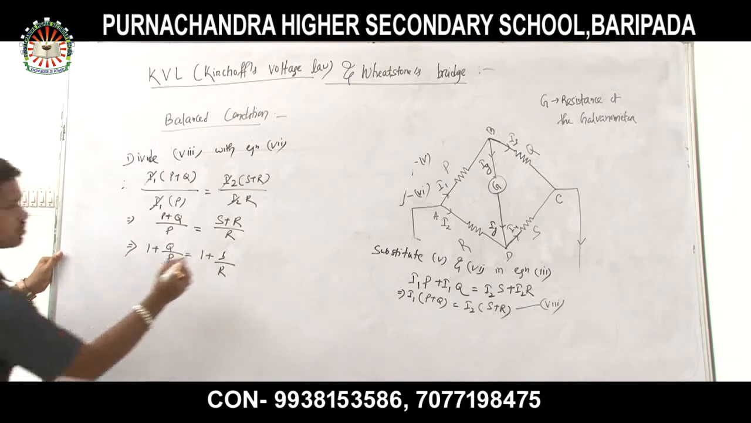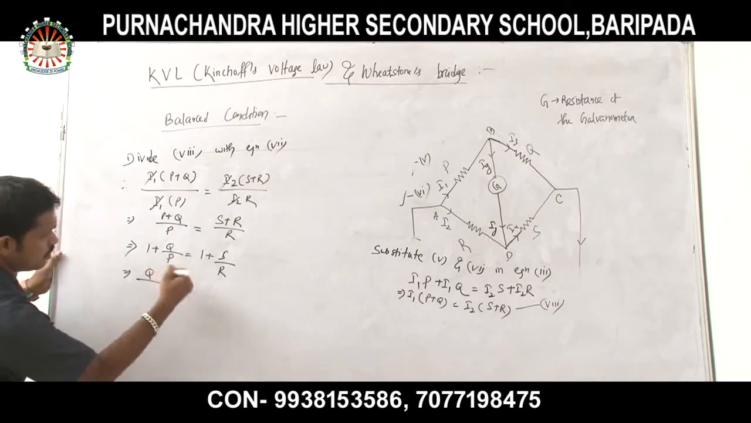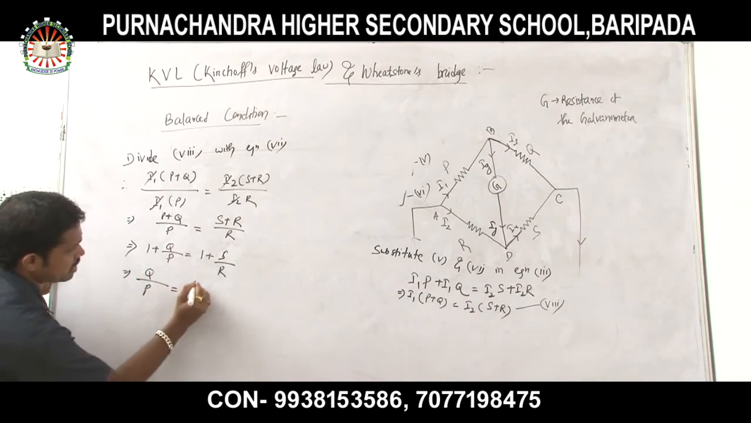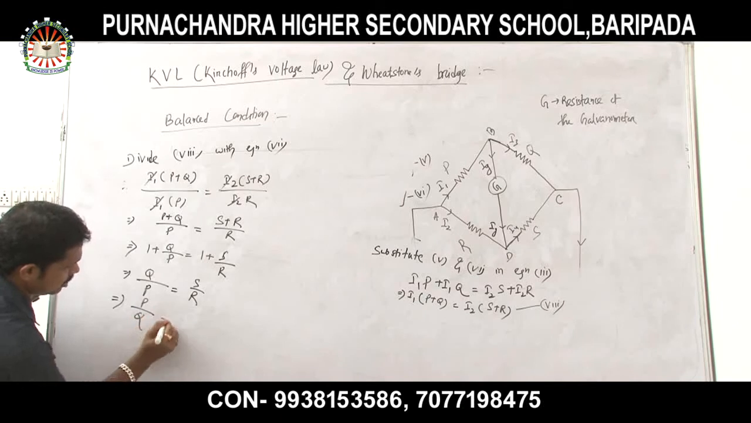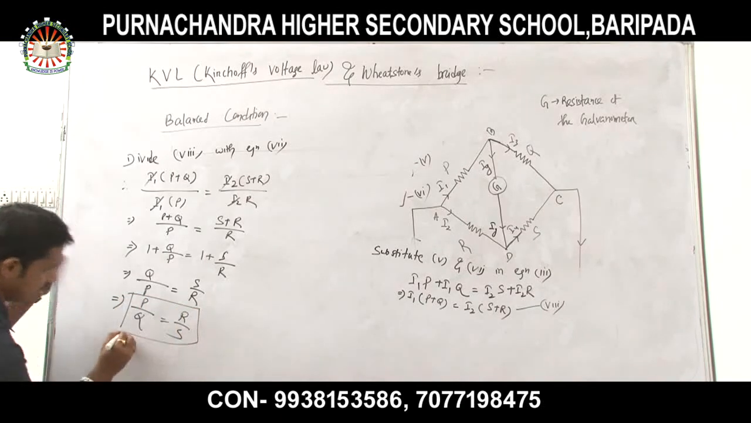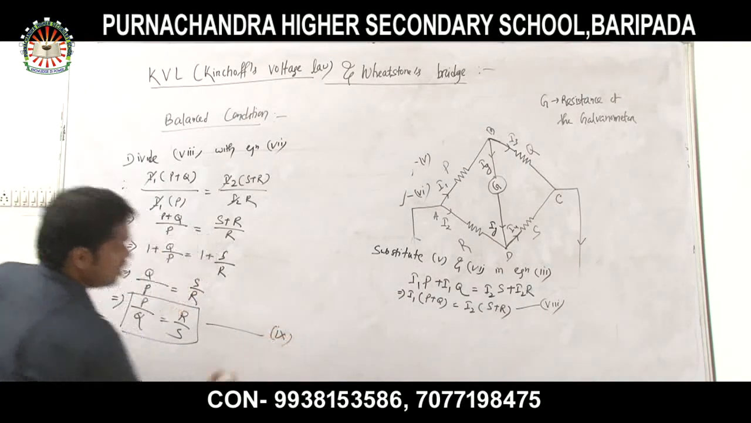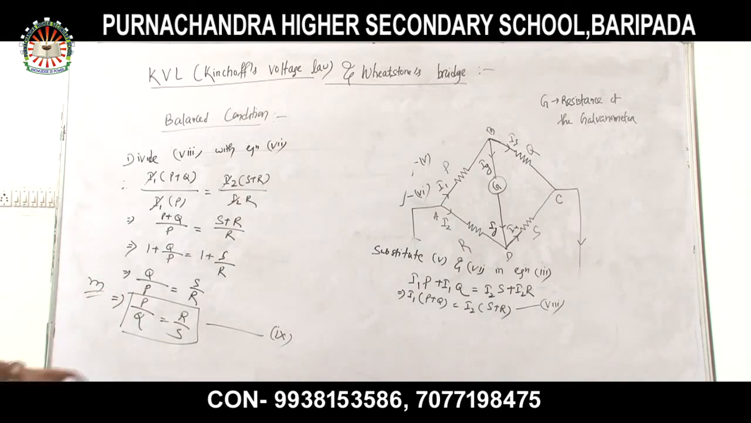Understood all of you? Okay. So on both sides, the 1 we can cancel out. So Q by P is equal to S by R, or that implies P by Q is equal to R by S. So remember, this is equation number 9. This equation 9 is very important. That is P by Q is equal to R by S.